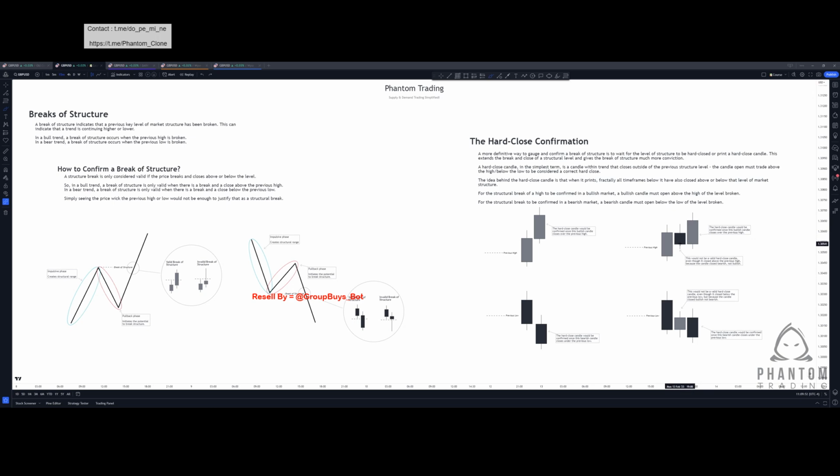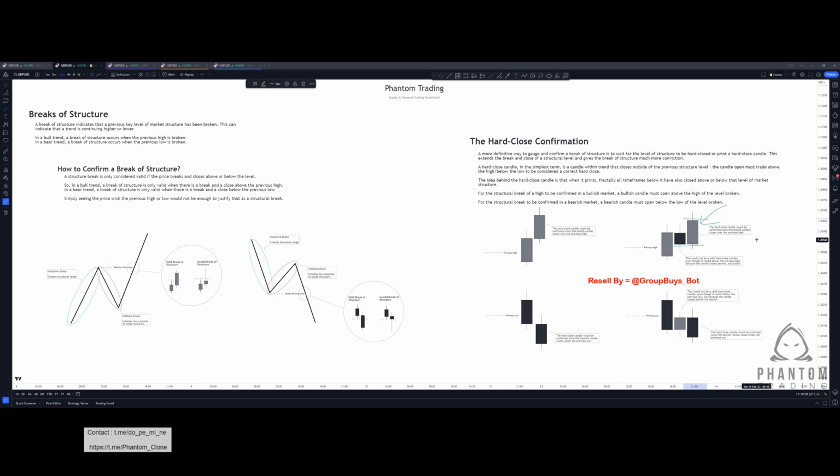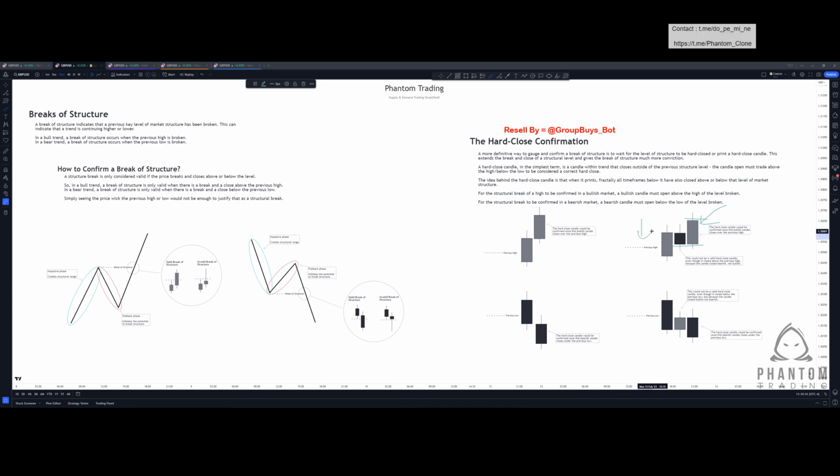Now, the thing to note is because this is a bearish candle, this would not be a hard close candle. Even though it's closed above the previous high and opened above the previous high, it's not bullish, therefore it's not a hard close candle. This next candle that opens above the previous high and closes above the previous high and is bullish, most importantly, is confirming and is a hard close candle, confirming that the previous high has now officially been broken.